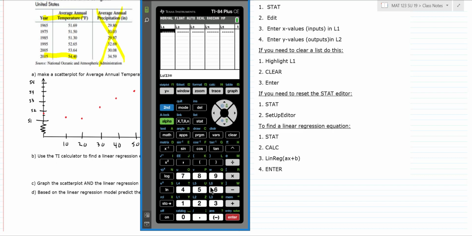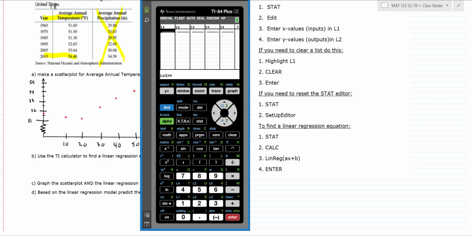If you have some stuff in a list, what you always want to do is go up to that L1, press Clear, and press Enter. Now, if you don't have L1 and L2, you can reset your stat editor this way. You can go Stat and then Set Up Editor, and that should take it back to a default setting. All right, so let's start over again. We go Stat, we go Edit, everything's cool.